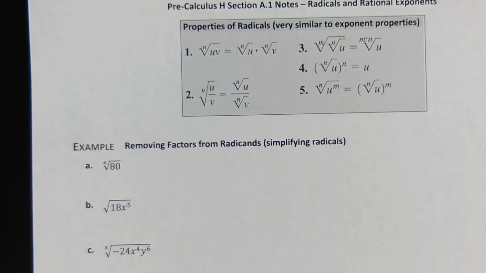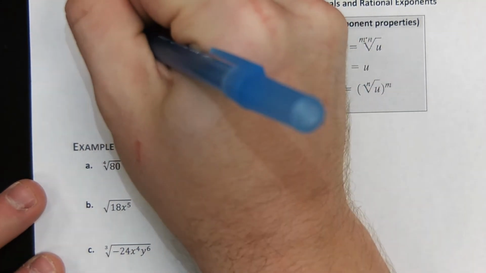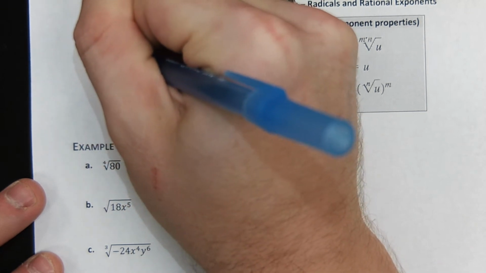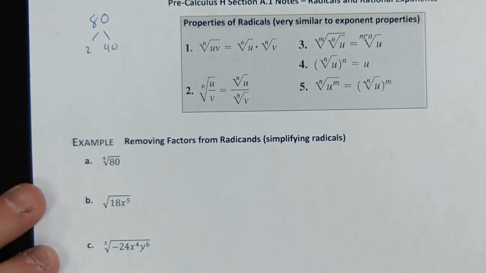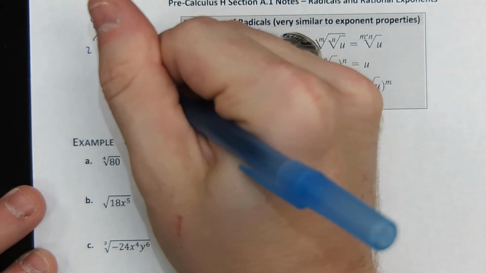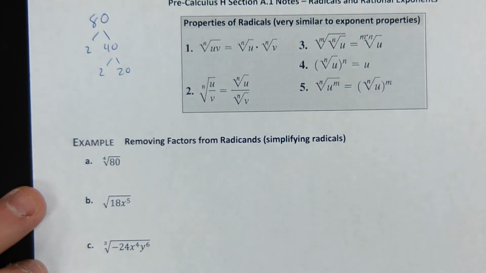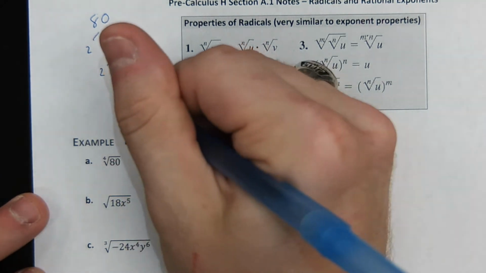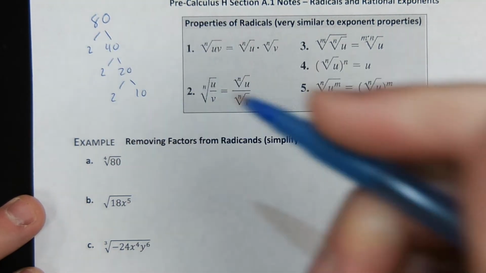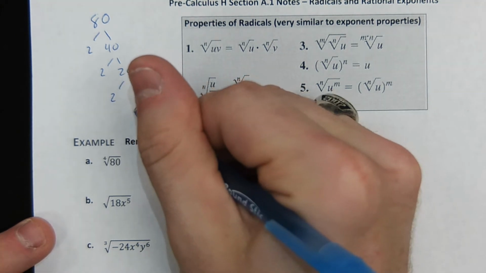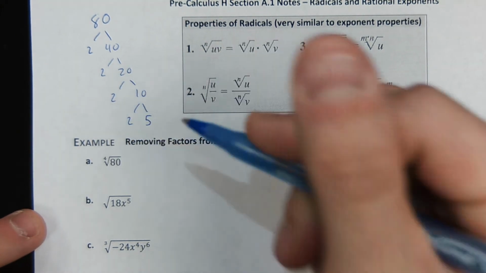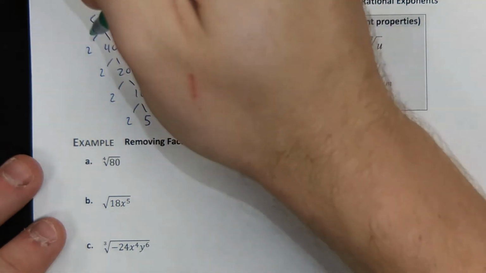I don't want you to have to do this. I would prefer that you know some perfect squares, perfect cubes, and perfect fourth powers. But if you don't, and you're going to dig your heels in the sand and say, no, I don't want to learn them, then what you could do is say, all right, 80 can be divided by 2, and it'll leave me a 40. 40 could be divided by 2, and it would leave me a 20. 20 can be divided by 2 and give me a 10. And 10 can be divided by 2 and leave me a 5. You see how there are 4 2's here?